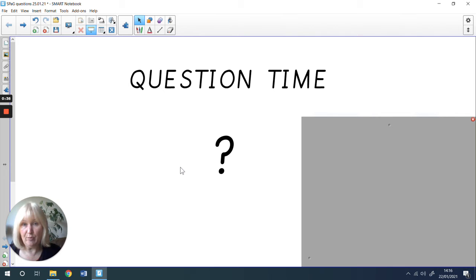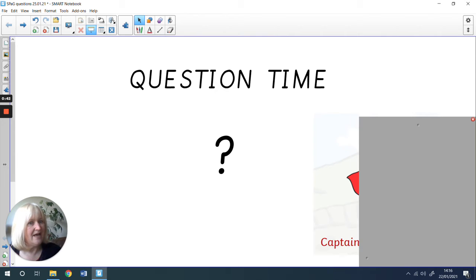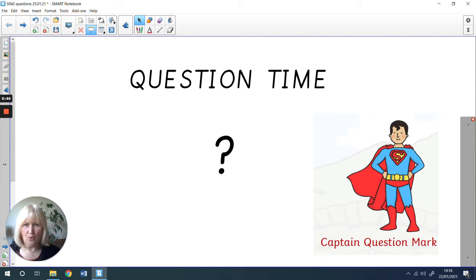Somebody is going to help us, because if I've forgotten to use a question mark, Captain Question Mark will come to the rescue. Look out for this superhero. It's not Superman, though he looks a bit like Superman. He's called Captain Question Mark, and he makes sure that when anybody writes a question, they use this at the end of the sentence.